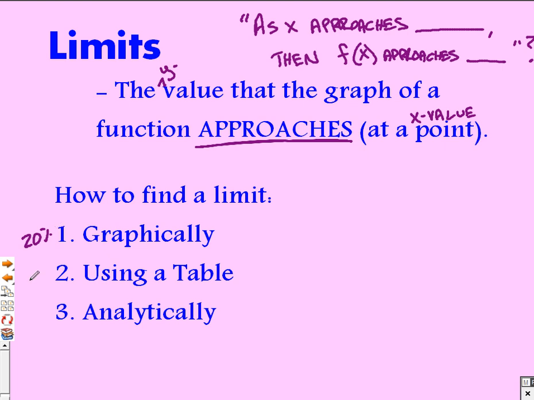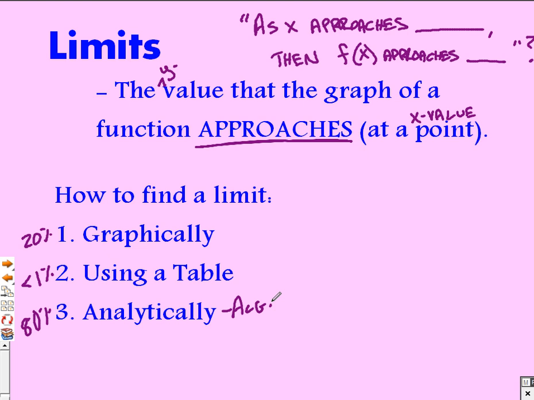Using a table, honestly, it's good to look at, but it very rarely will pop up in the real world just because it's very cumbersome. You'll see that here in a couple of days. Analytically is the big one. This is around 80% of the time that you will have to solve something analytically, which just means we're going to have to use some sort of algebra to be able to solve it.